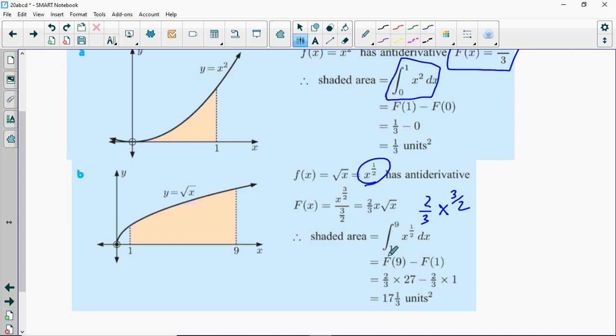So my area between 1 and 9, that's the integral from 1 to 9 of x to the 1/2. That's going to be equal to this function when x is 9 minus this function when x is 1. We see the calculation for that here, leading us to a final area of 17 1/3.